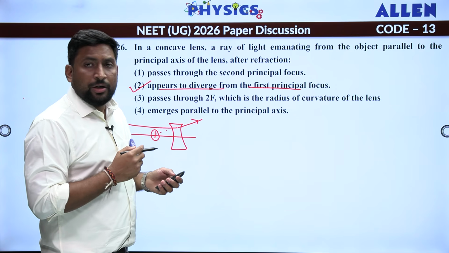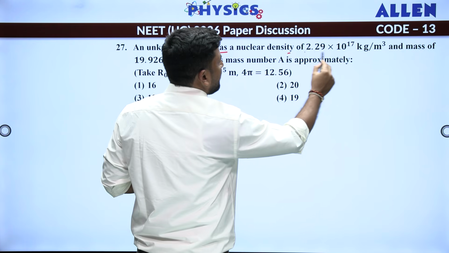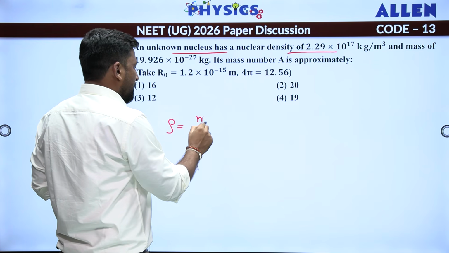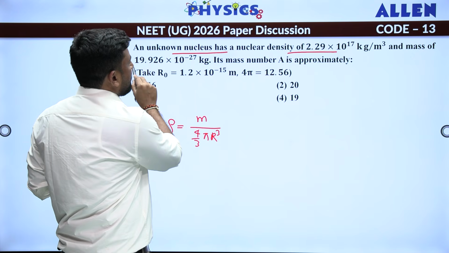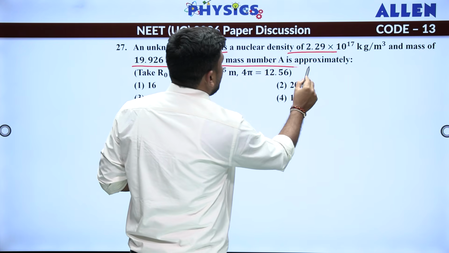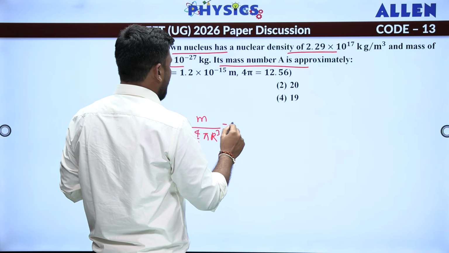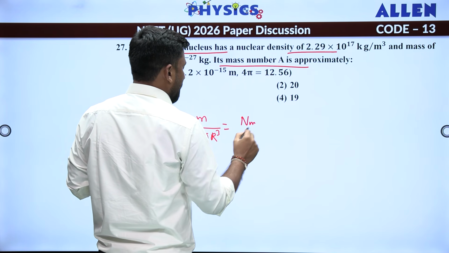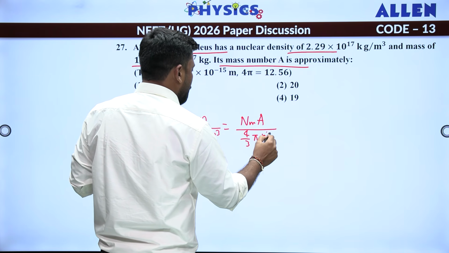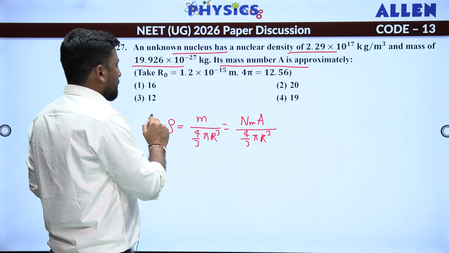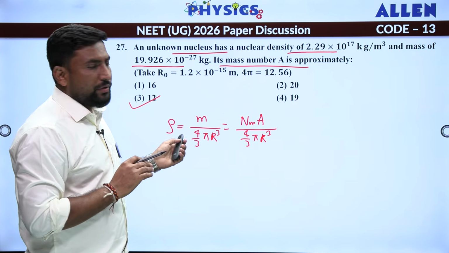Now let's move to question number 27. They are saying there is an unknown nucleus, and they have mentioned the density. We know that density is mass divided by 4 by 3 pi r cube. Now they are saying the mass is this, and they are asking for the mass number. It's a very simple question. You can write the mass of a neutron times the mass number divided by 4 by 3 pi r cube. On applying this formula, you get the answer as approximately 12. All the other options are far off, so we can go for 12.